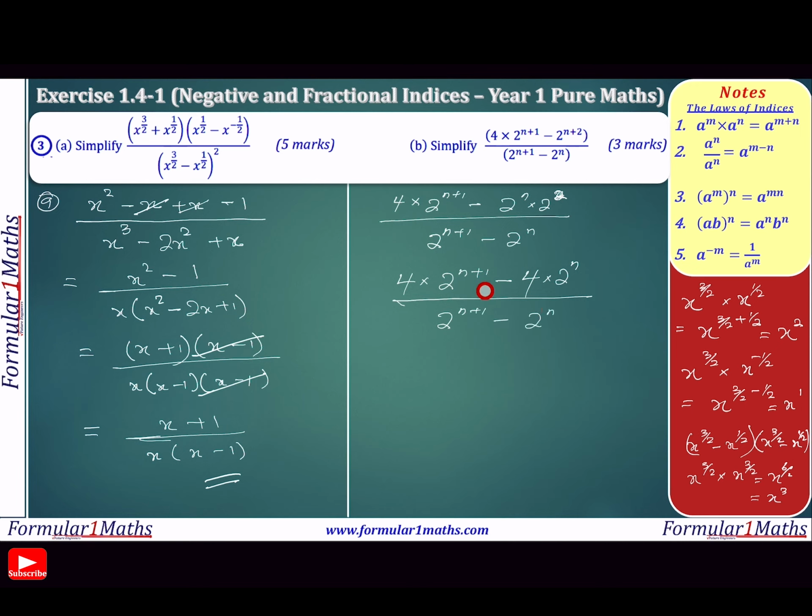And then if I factorize the numerator, that is bring the 4 out, I can get 4 brackets 2 to the power n plus 1 minus 2 to the power n divided by 2 to the power n plus 1 minus 2 to the power n. And you can see that this is the same as that. And so we can cross out this and that, and then we'll be left with 4 as our final answer. So this is the end of this session on negative and fractional indices.